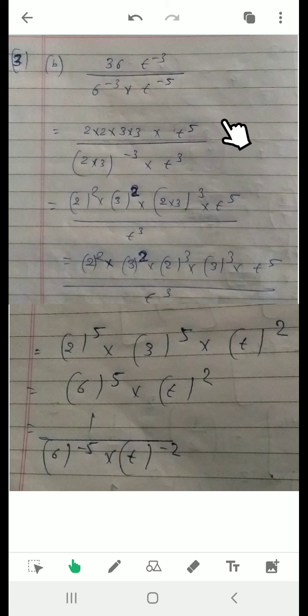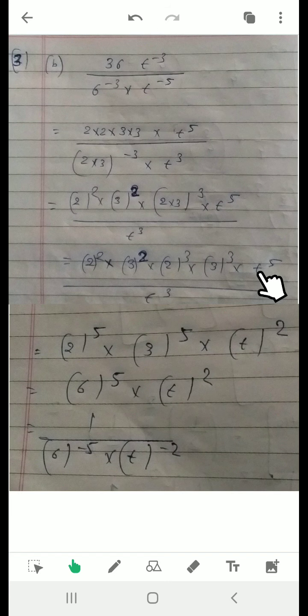So change the order. If negative is there, then you can take it down and it will be positive by reciprocal. T power minus 5 can go up and it will be positive. Similarly, 2 multiply 3 power minus 3 can come up. It is in denominator, can go in numerator, and then it will be positive. Now all the powers are positive. This 2 multiply 3 power 3 can again be written as 2 power 3 multiply 3 power 3. Now this 2 power 2 and 2 power 3, then total 2 powers will be 5. 3 power 2, 3 power 3, 3 power will be also 5.